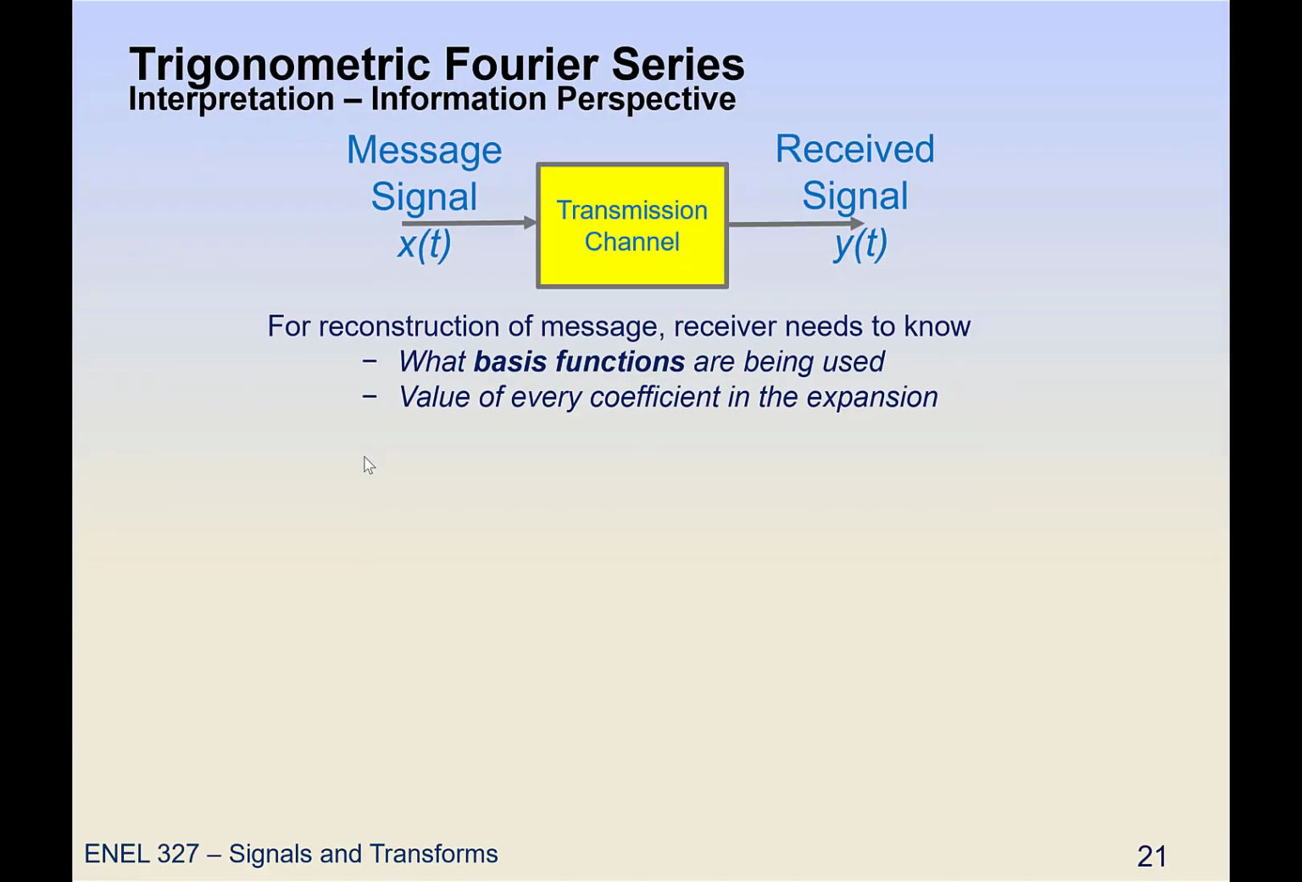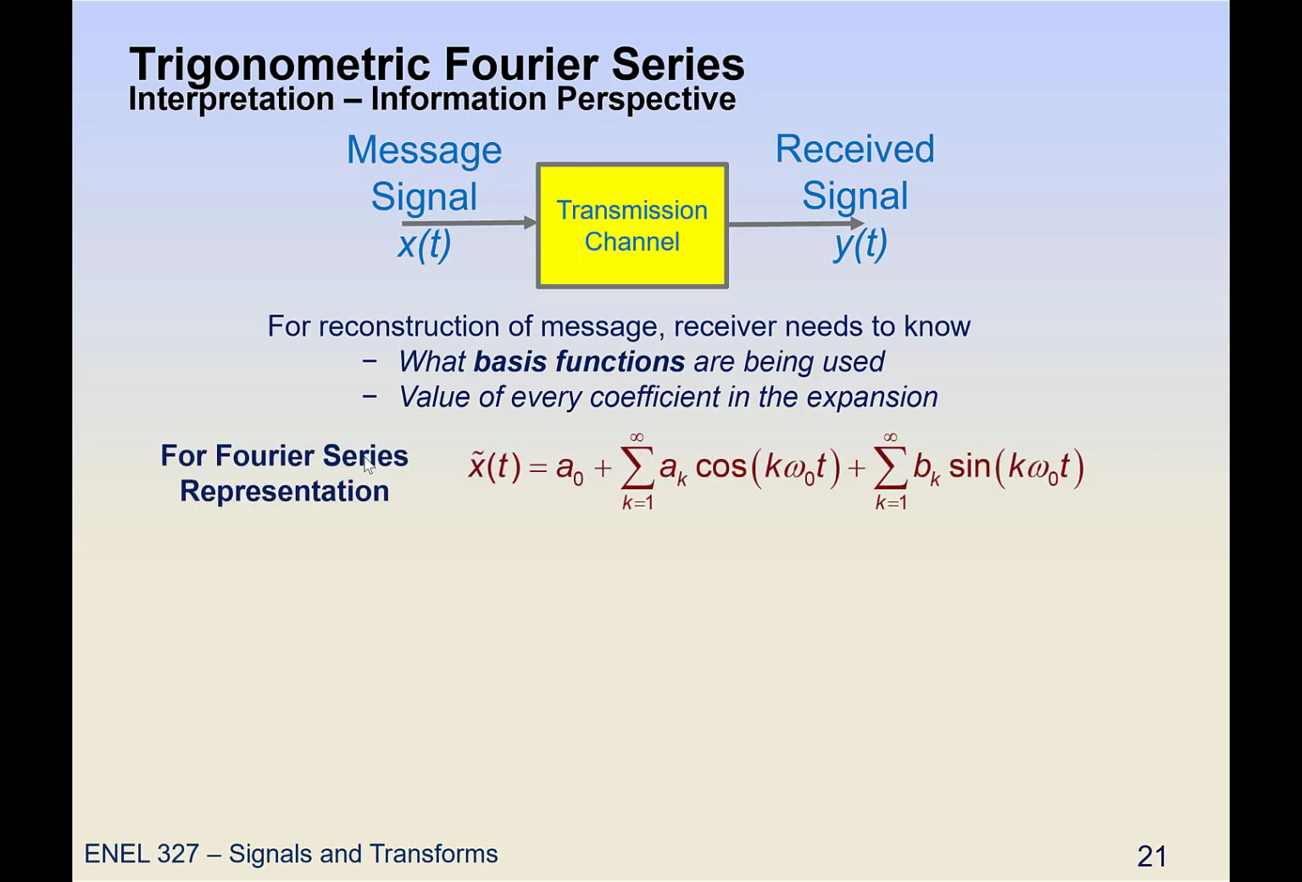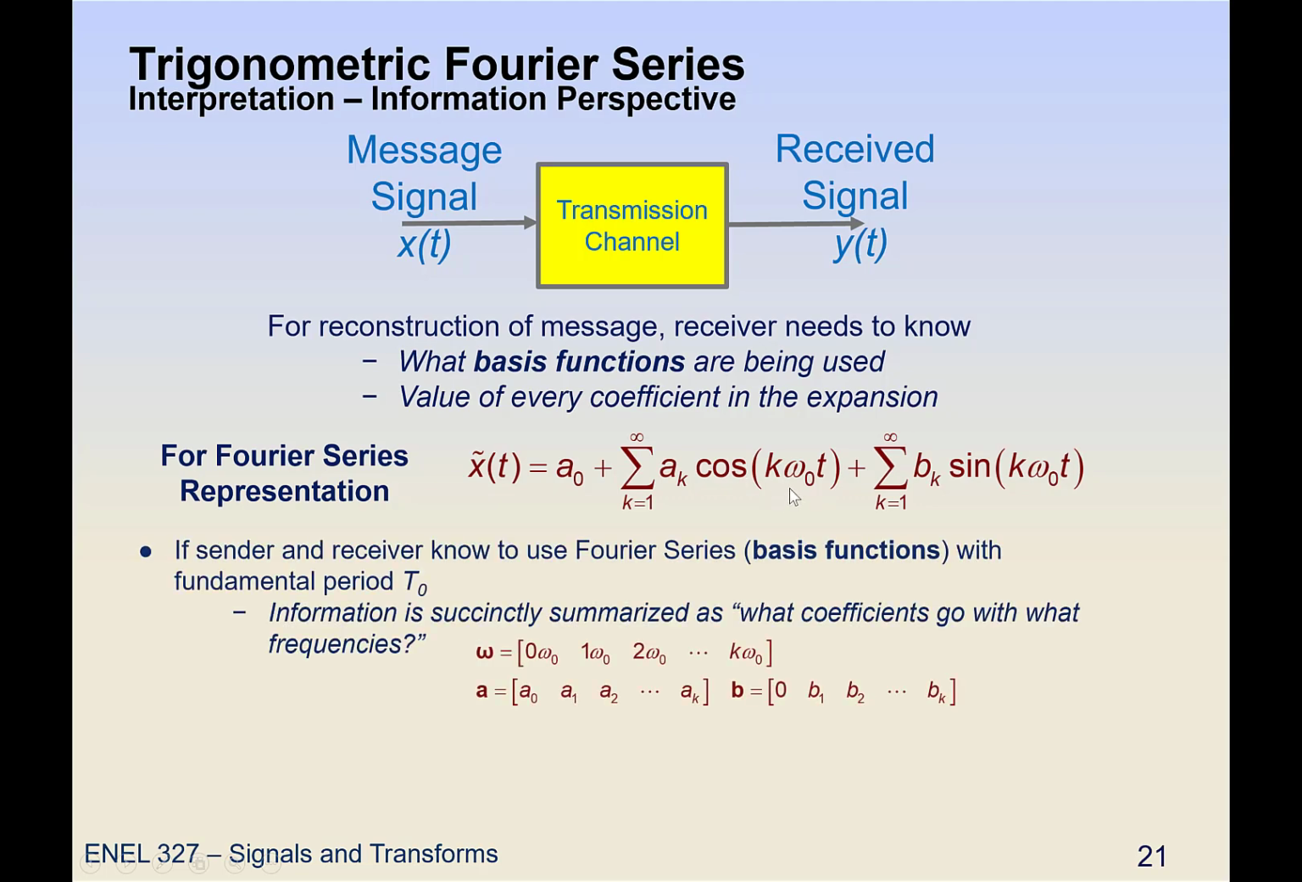And let's take a look at this from the information perspective again. Remember, what both the sender and receiver need to know are what basis functions are being used, so we're all on the same page, and we need to send the coefficients. For a Fourier series, when we're using trigonometric basis functions, the sender and receiver both need to know that we're using a Fourier series, so that tells us to use those trigonometric basis functions. And the information can be succinctly summarized as what coefficients go with what frequencies.